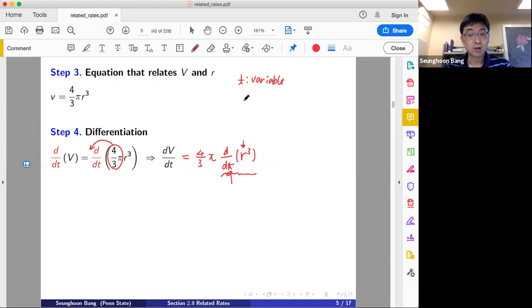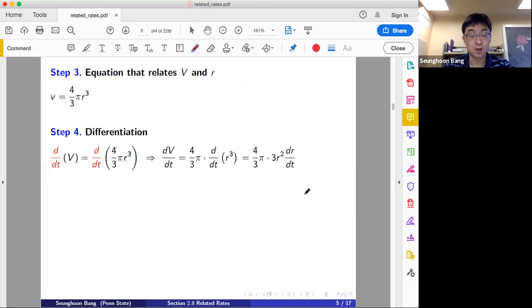What is r? The radius r is changing with respect to t. What does it mean? The radius is depending on time. Time is increasing automatically, so the radius is increasing. R is a function of t, so you can use the chain rule. The derivative of r cubed is 3r squared times the inner function's derivative, dr over dt. So you have this kind of thing.